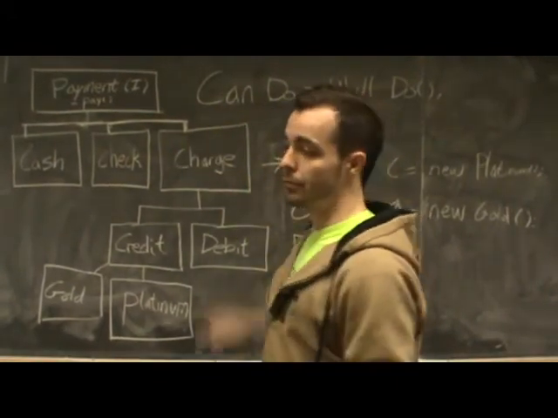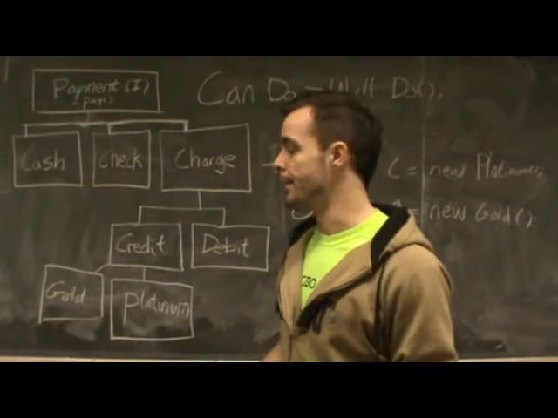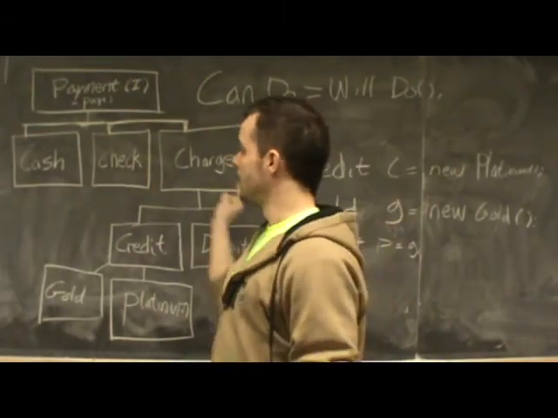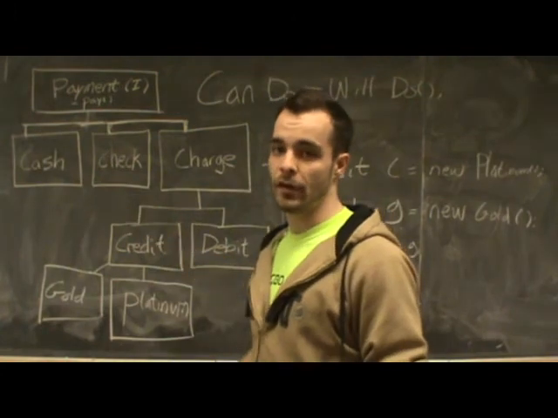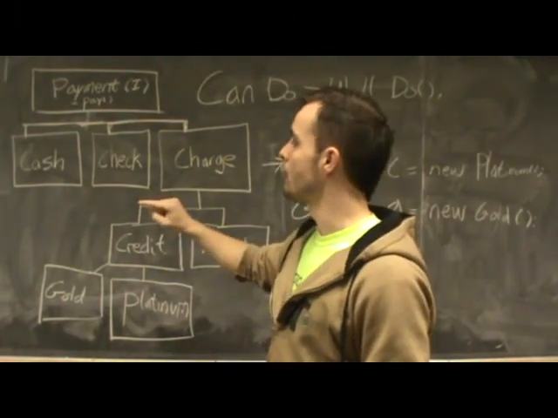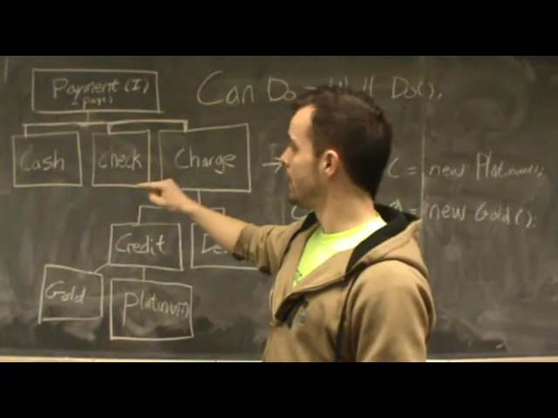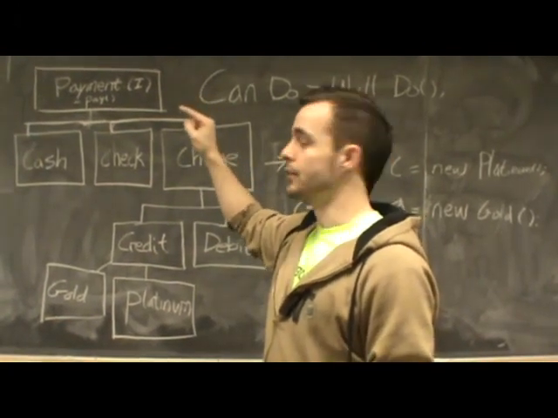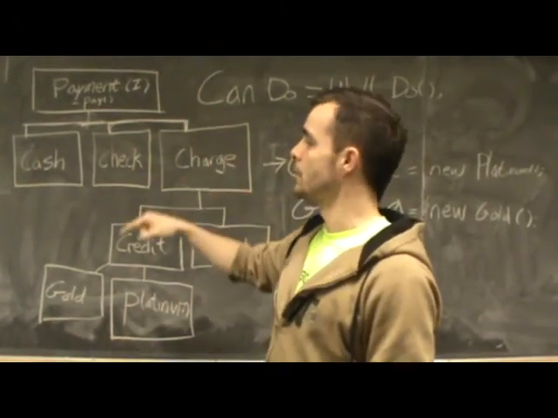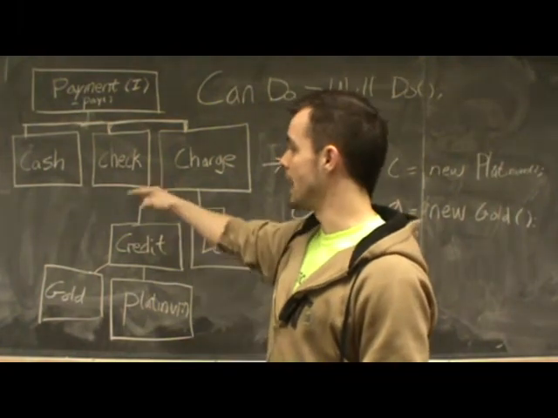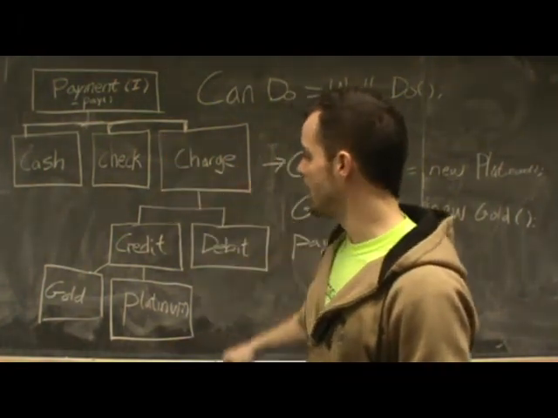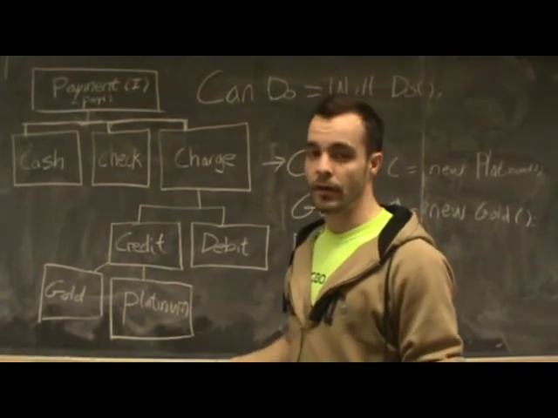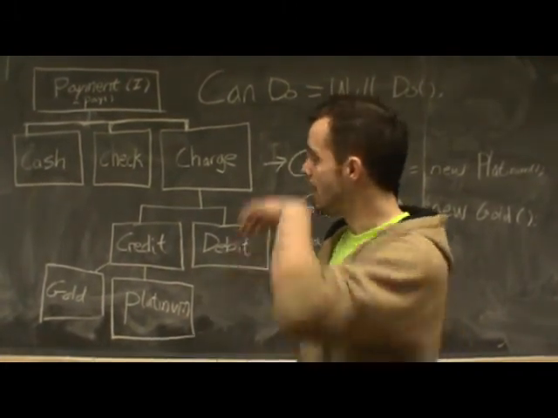So, main points. Compiler knows what it can do. Execution actually determines what it will do, at runtime. Sideways relationships are incompatible with each other. You can't create a cash equals new check. Only above relationships are totally safe. Payment P equals new cash, check, or charge, because cash, check, and charge are payments. And anything below it, casting below it, can be problematic if your object is not that.